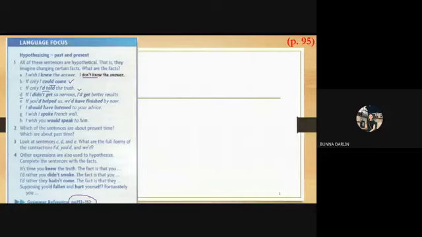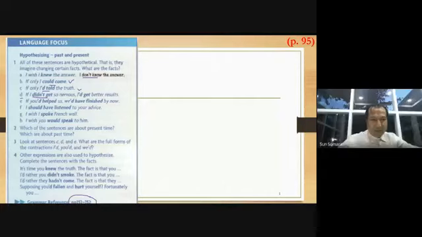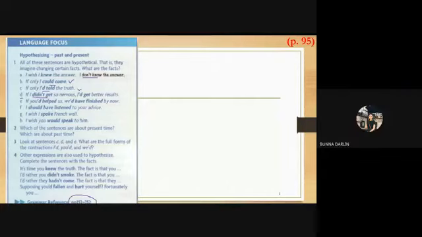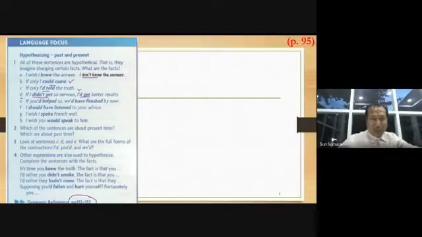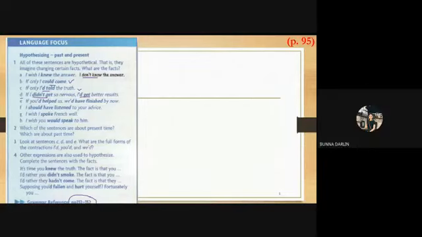I will get better result if I don't get so nervous. I don't get so nervous, right? This one you change from would to will. This one you change didn't to don't, right? Yes. Yeah, okay, thank you.